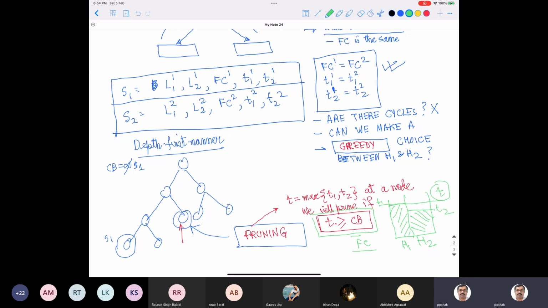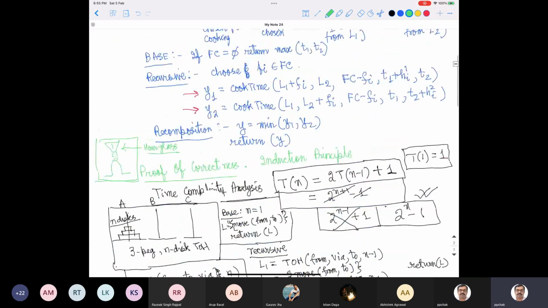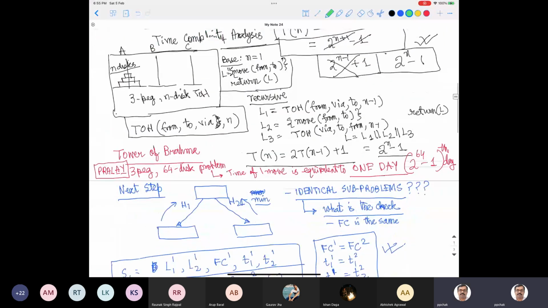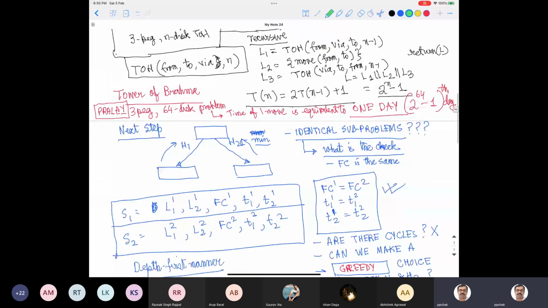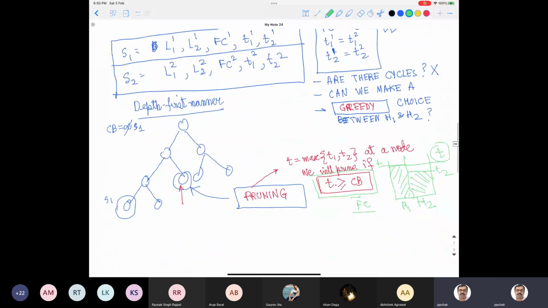So that is something I will leave for you because that is a little advanced. But now we have done the whole problem and we have found that this is a problem of exponential complexity. There is a case of identical subproblems and we cannot apply the greedy approach, but we can apply pruning.